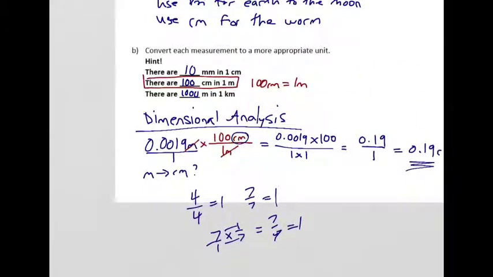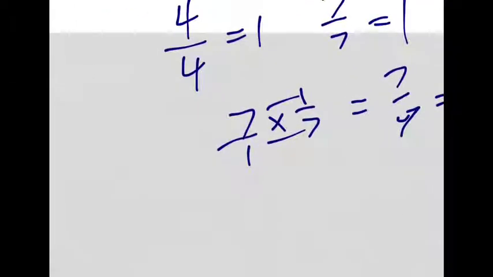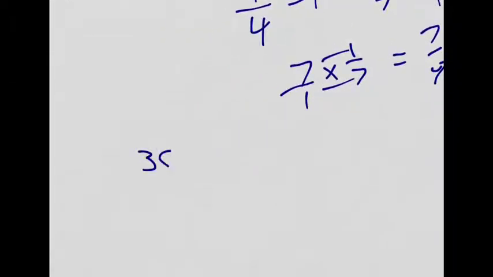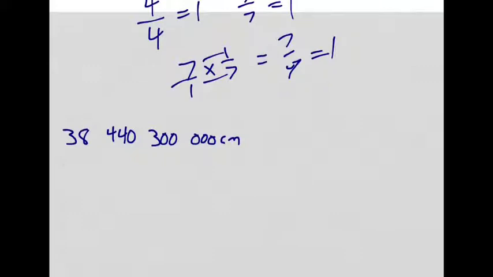It's got a few more numbers, but we should have a better idea of how to convert. So let's take, somebody read that number to me, 38 billion... 38,440,300,000. And that was centimeters, right? Yeah. And using dimensional analysis, we want to go from centimeters to what? Probably kilometers, right? That's going to be a lot.